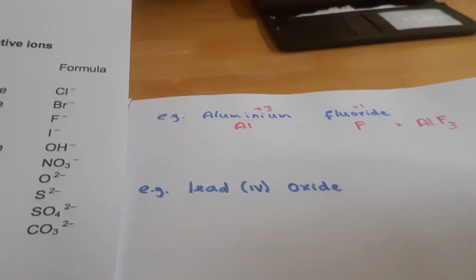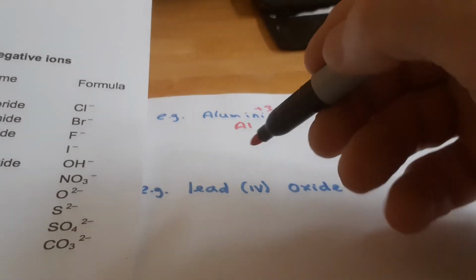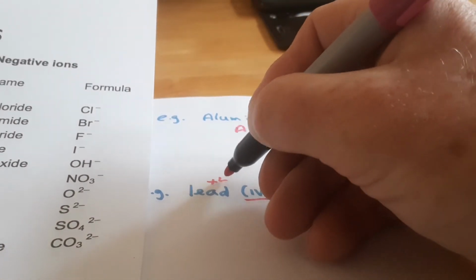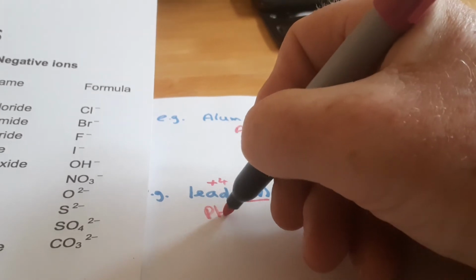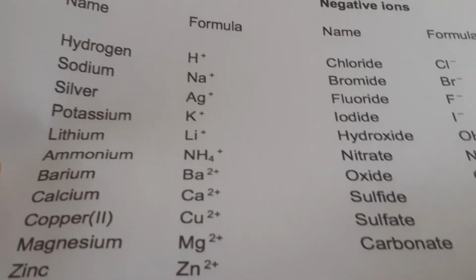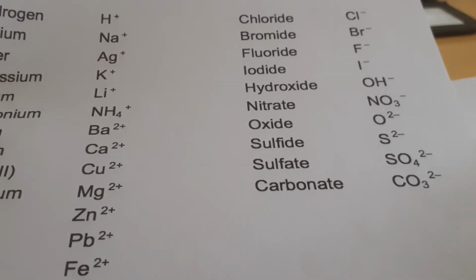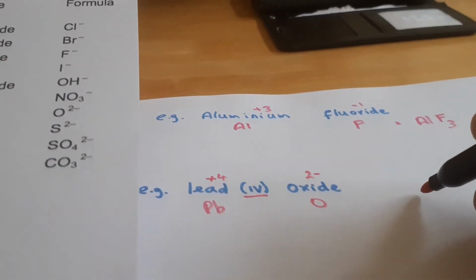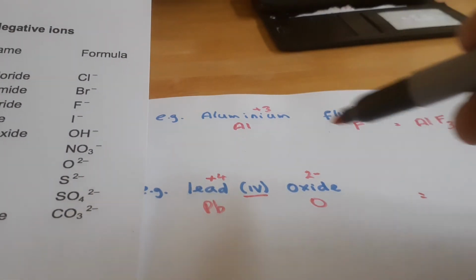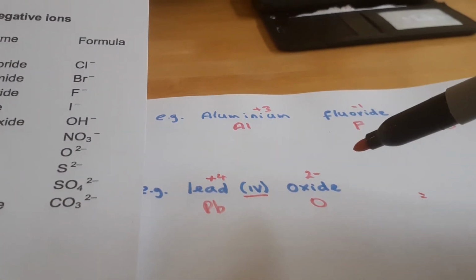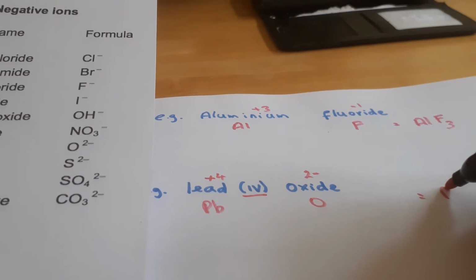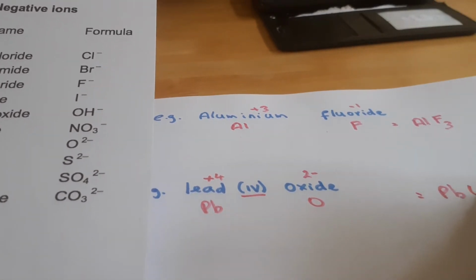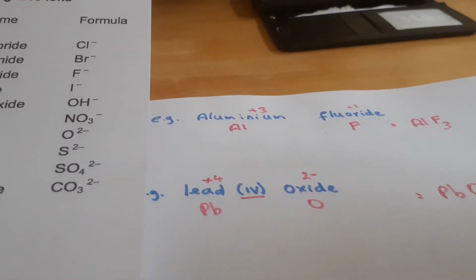Now, slight variant here. This is lead 4. So it means the charge on lead is +4. Oxygen, as we know, is O and is 2-. Now, the lowest number that both of these will go into is 4. 4 goes into 4 once. 2 goes into 4 twice. So it's PbO2.